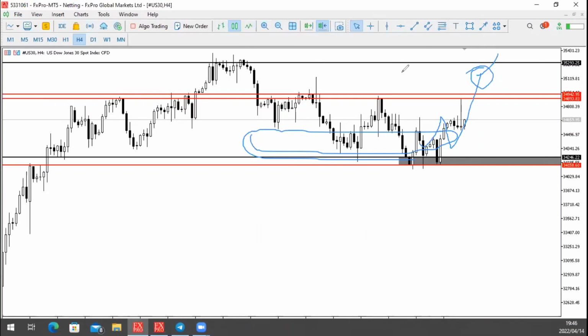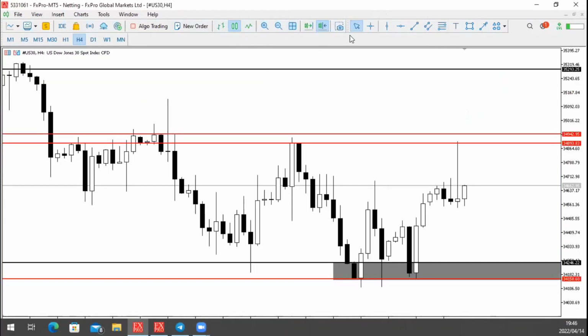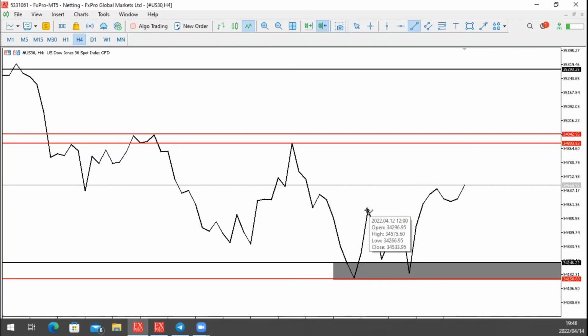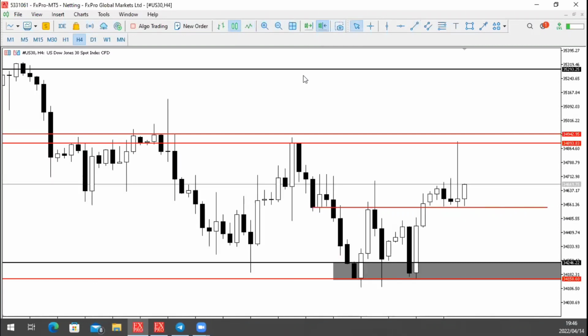Let me remove this pen so that you can see it. You see that on H4, let's go for the line chart. If you can see here, we also have a zone here, and also a zone in this area. It broke this area, came and tested, and then pushed higher, and then found our H4 zone and then pushed down again on the smaller time frame to come and test this broken resistance from smaller time frames.